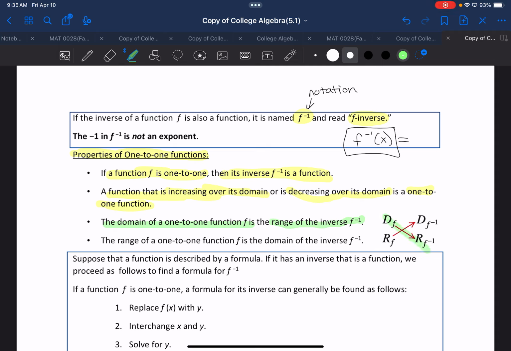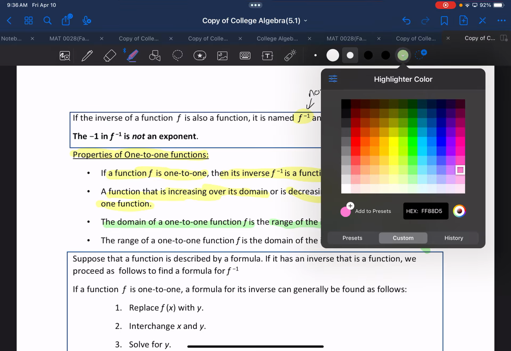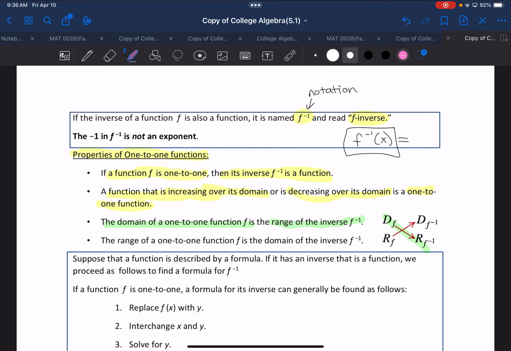And that's what this map says here. The domain of f, which is the original, goes to the range of the inverse. And then similarly, the next one says that the range of the original function, just all the y values, will now become the domain of the inverse, which is all my x values. So that's what that mapping is saying.